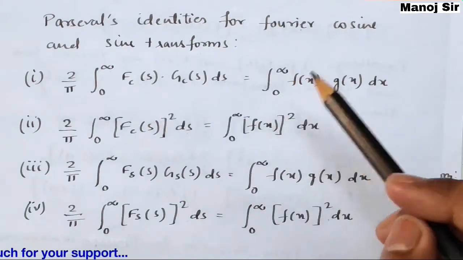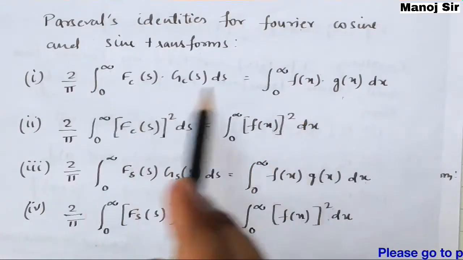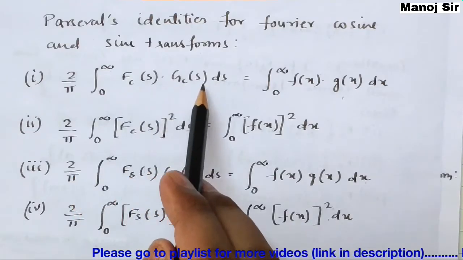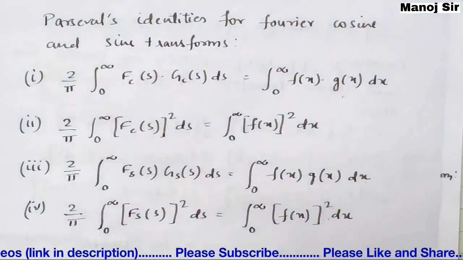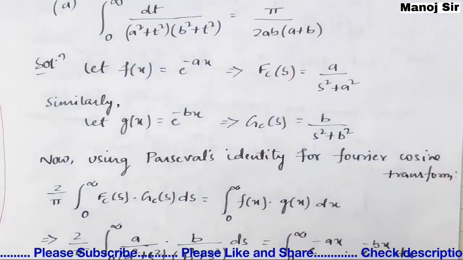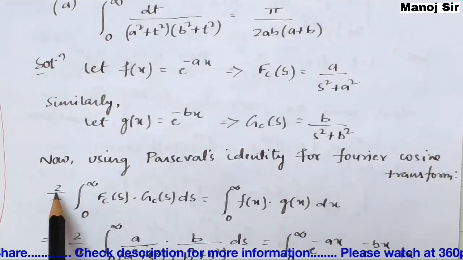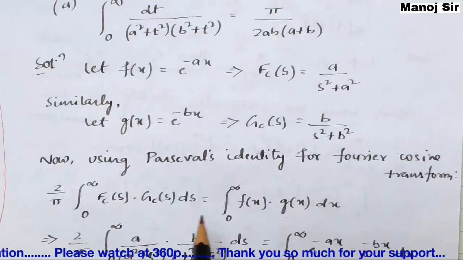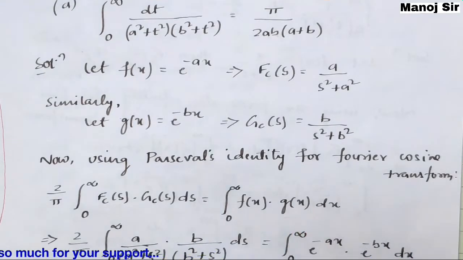Okay, and here in the problem we have fc of s and gc of s. So we need to put this formula, that is 2 upon pi integration 0 to infinity fc of s into gc of s ds equals integration 0 to infinity f of x into g of x dx. Okay, so we are going to use this formula. The formula is 2 upon pi integration 0 to infinity fc of s into gc of s ds equals integration 0 to infinity f of x into g of x dx.